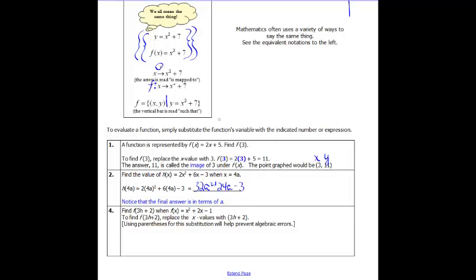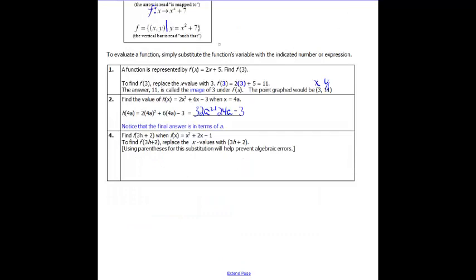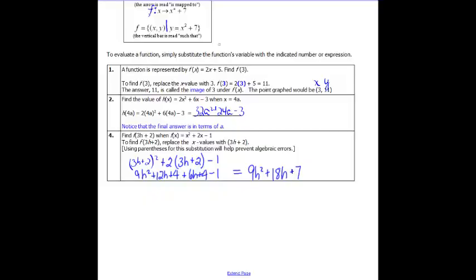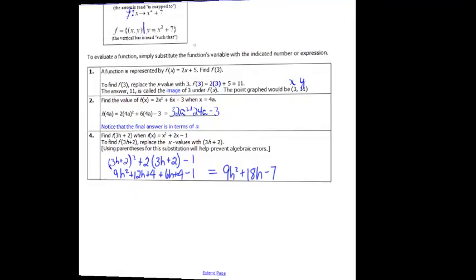Number 4 instead of number 3, because we decided to skip number 3, I'd like you to evaluate f of 3h plus 2 when the function f is x squared plus 2x minus 1. So go ahead, plug in, and see what you get. If we evaluate that and square our binomial appropriately, we get 9h squared plus 12h plus 4 plus 6h plus 4 minus 1, which simplifies to 9h squared plus 18h plus 7.